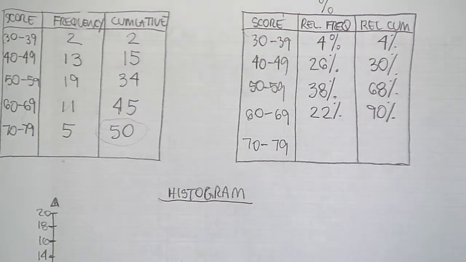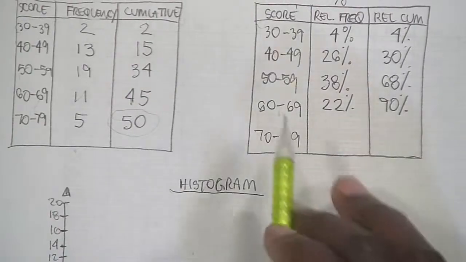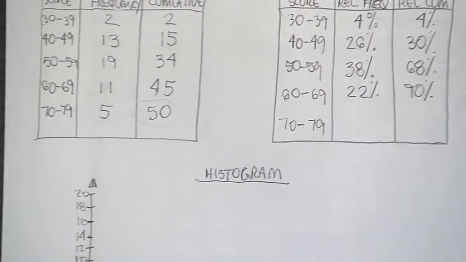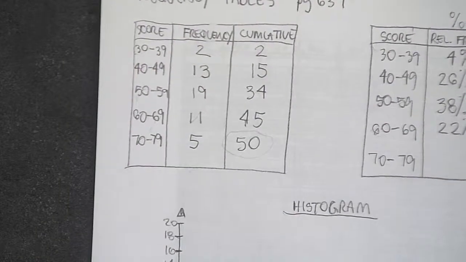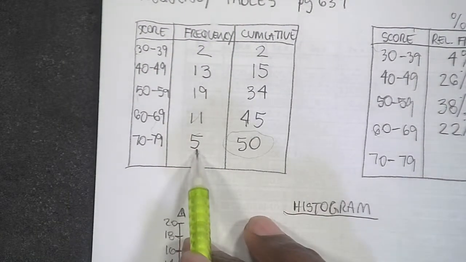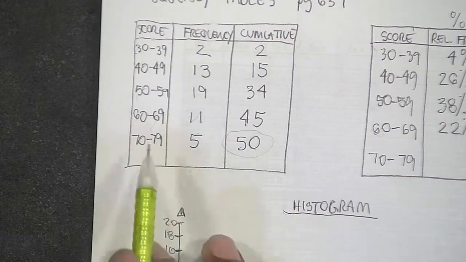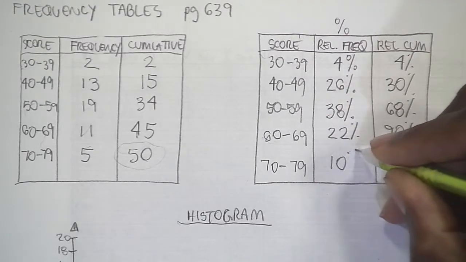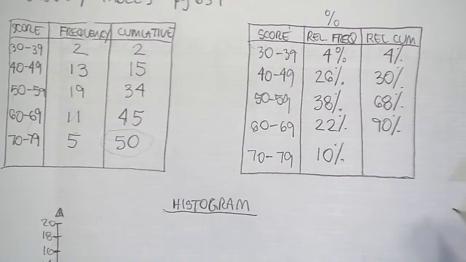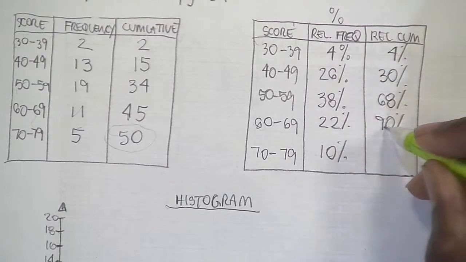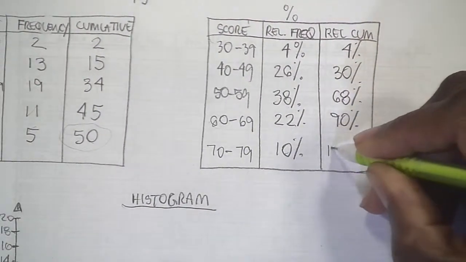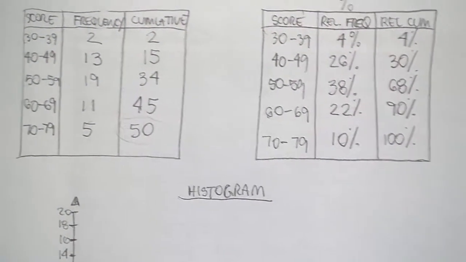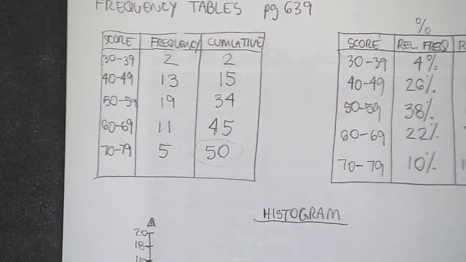90% of the people have been considered after we've counted the people who score between 60 and 69. Then finally, last but not least, five people out of the 50 scored between 70 and 79. That represents 10% of the population. You'd add that 10% to the 90, confirming that we've considered all 100%. All 100%. So these are called frequency tables.